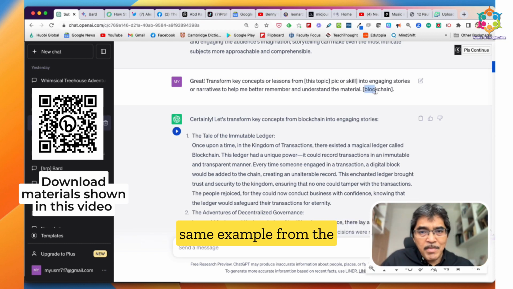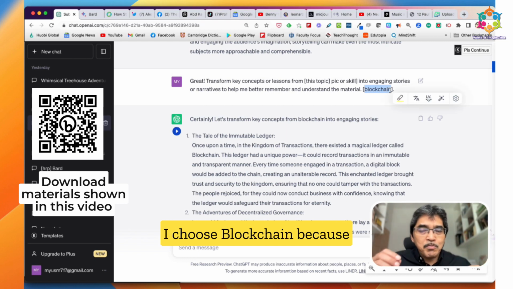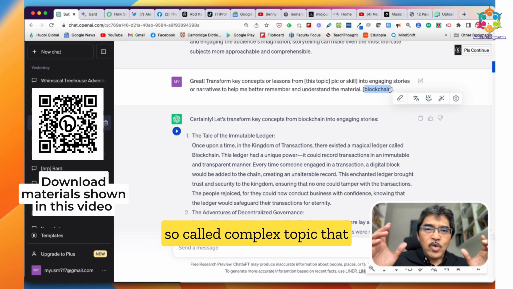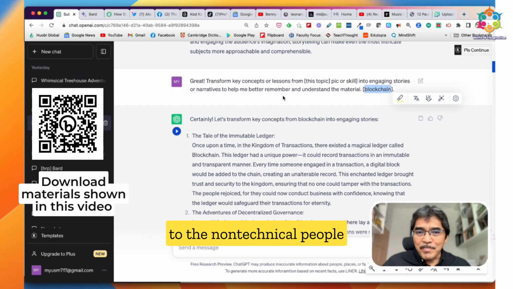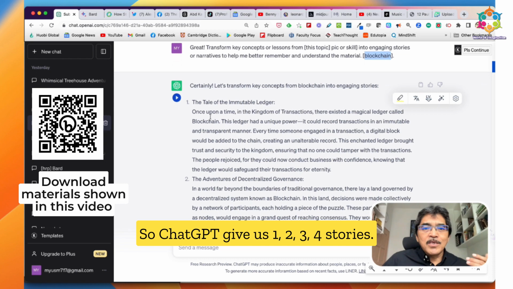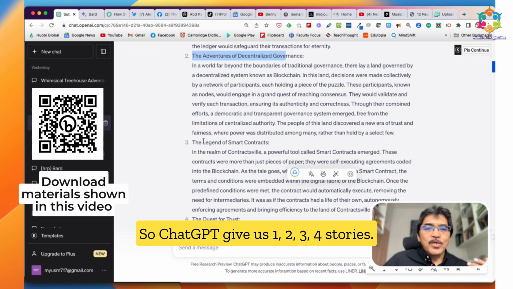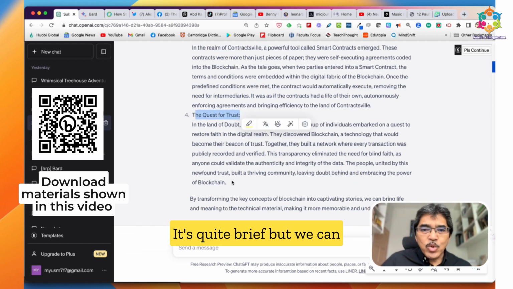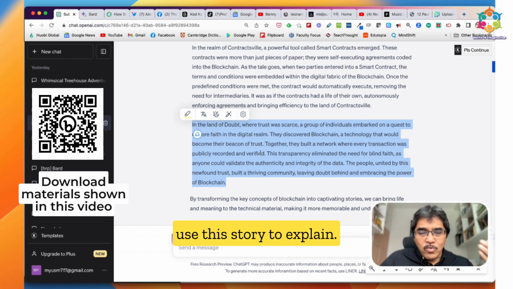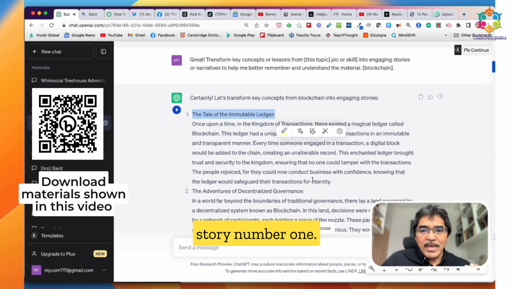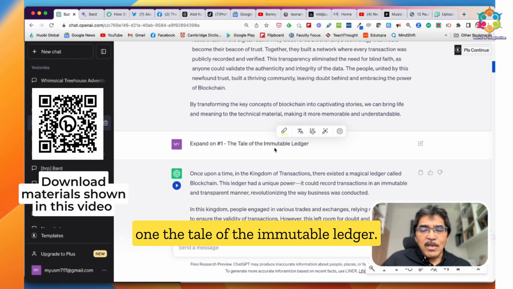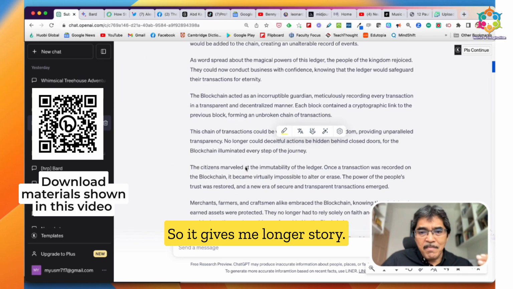So here again I use the same example from the previous two videos. I choose blockchain because I think blockchain is a good example of a so-called complex topic that is not easy to understand and difficult to explain. So let's see how we can use storytelling now to explain blockchain to non-technical people. ChatGPT gives us 1, 2, 3, 4 stories. It's quite brave, but we can use these stories to explain. So I asked ChatGPT to elaborate or expand on story number 1, the tale of the immutable ledger. So it gives me a longer story.